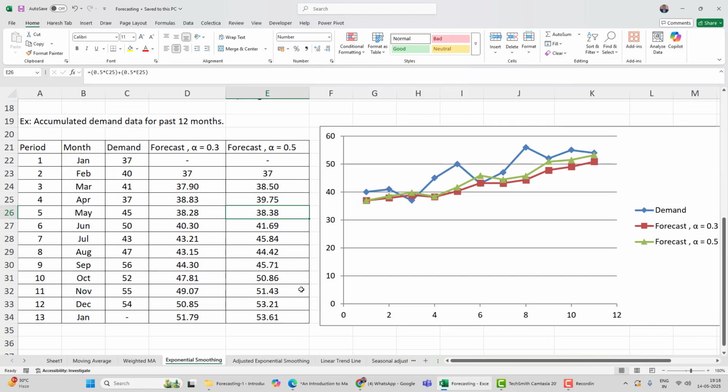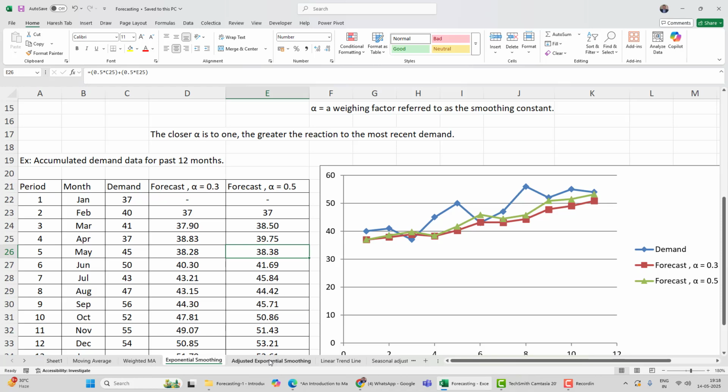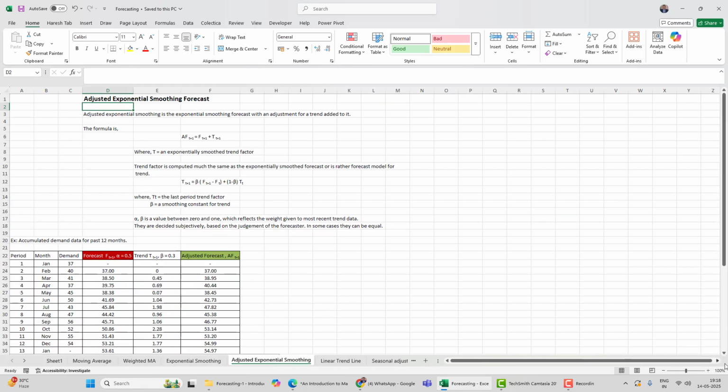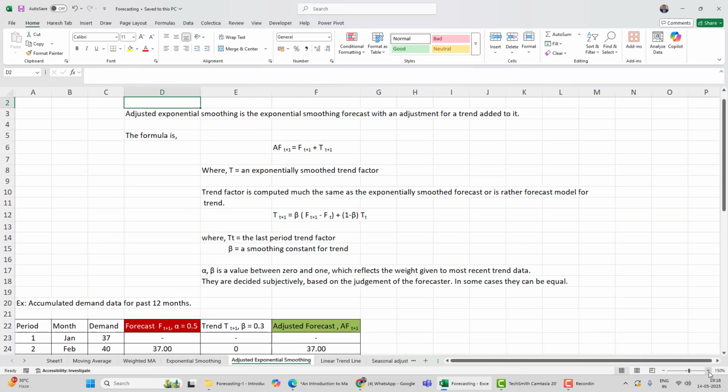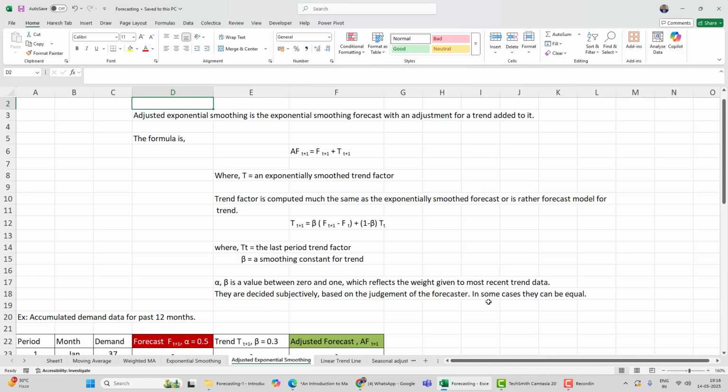Now let us move to the next one, which is called adjusted exponential smoothing. In adjusted exponential smoothing we are going to use two parameters, or two constants, which are alpha and beta. The same alpha which we used in the previous exponential smoothing method, and beta is a smoothing constant for trend. So both alpha and beta will be given to us.